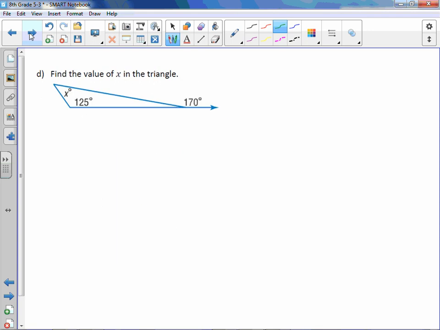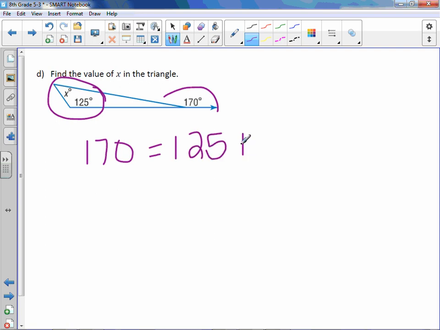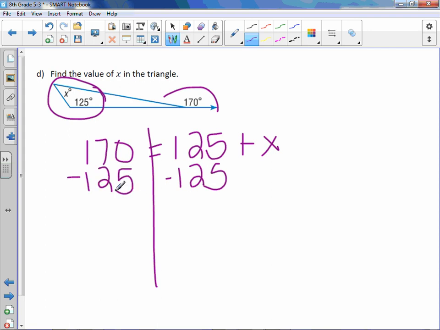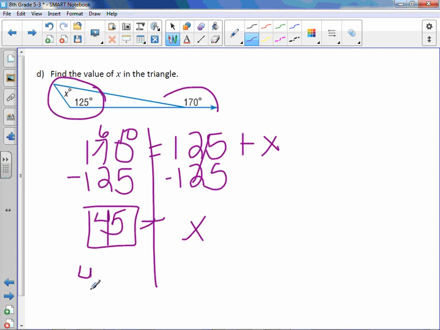Find the value of x in the triangle. These are the remote interior angles. 170 is the exterior angle. So 170 equals 125 degrees plus x. Solve for x by subtracting 125. And we get 45 degrees. I'll rewrite that. That's a little sloppy. So 45 degrees.